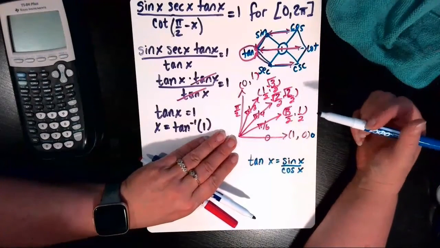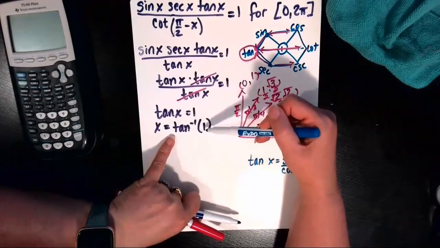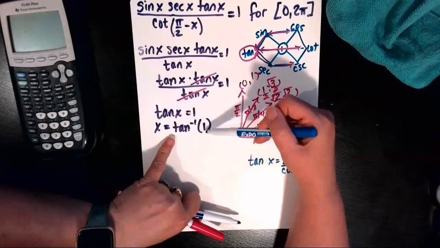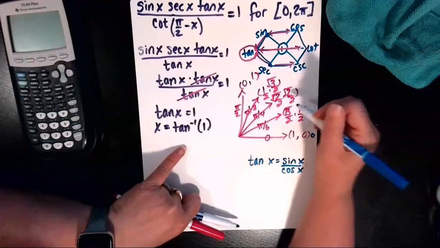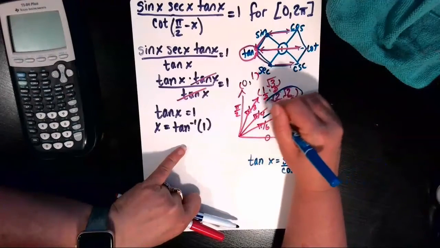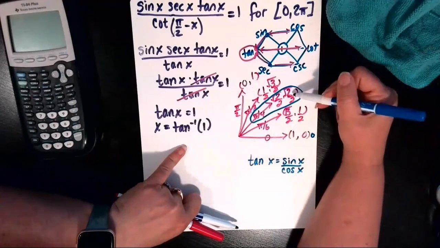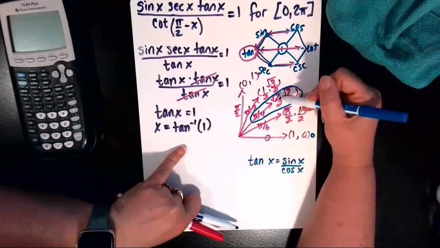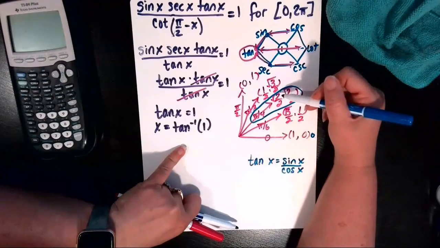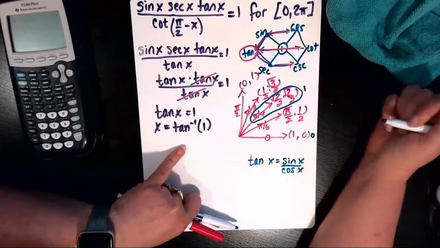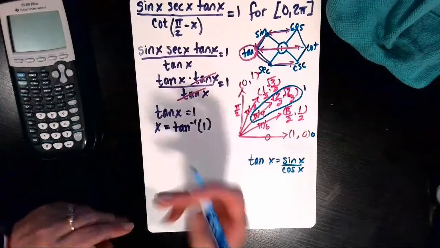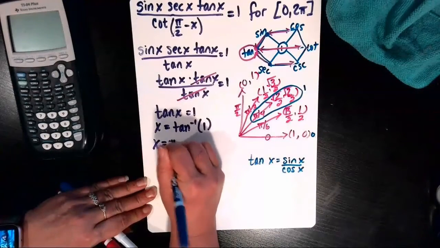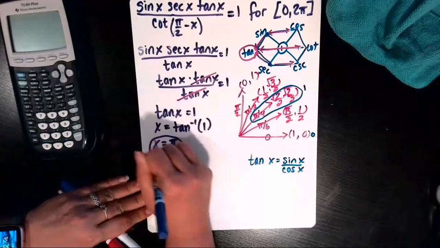The problem that we're looking for is the angle that has a tangent ratio of 1, which means the x and y coordinate have to be the same. And that happens here at pi over 4, because square root of 2 over 2 divided by square root of 2 over 2 is a tangent of 1. So our first solution is going to be at x equals pi over 4.